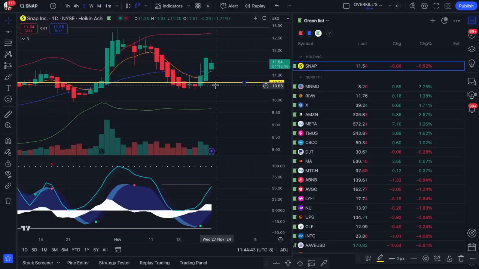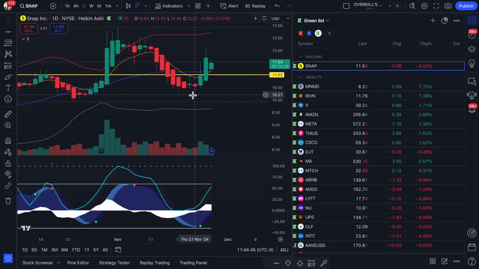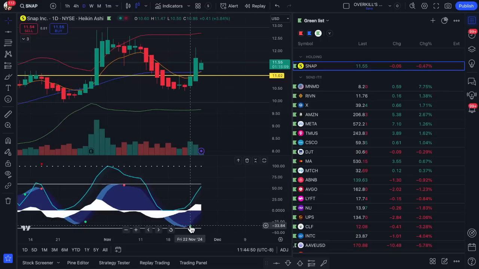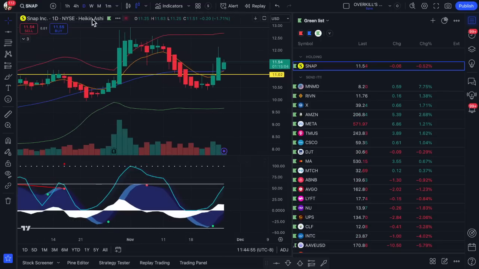But since we got this big move up, I'm moving it up here to 11. And again, I think I have mine set at about 1050 right now. So as long as the last dot holds green, I'm not worried about selling. I'm not worried about selling Snapchat as long as the last dot on the daily is green.